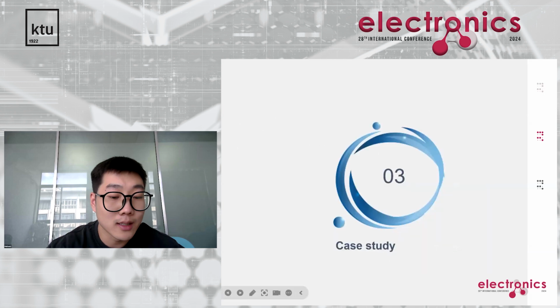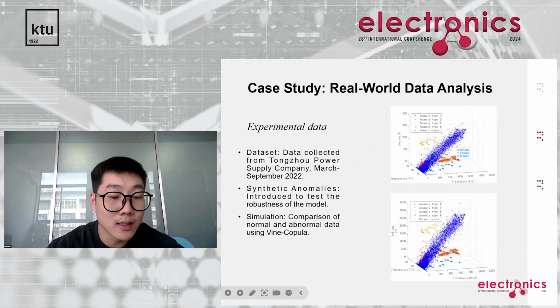Now let's look at some real-world data. We collected data from the Tungzhou power supply company between March and September in 2022. To test our model, we also added some fake outliers to see if our method could find them.